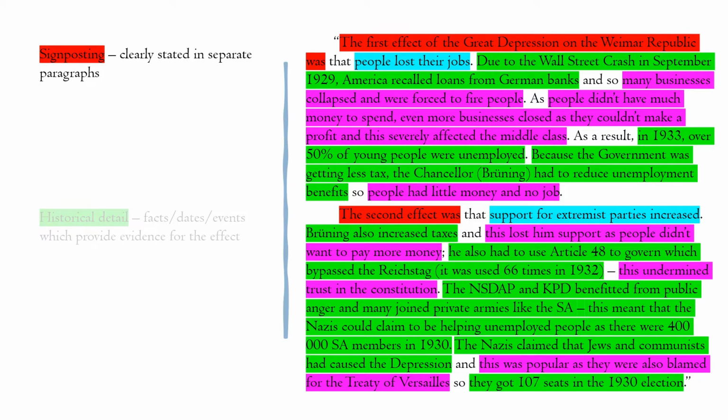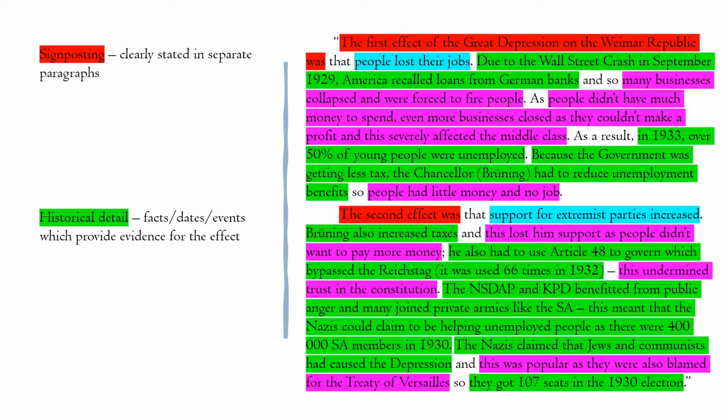The parts in green are historical details, so they're facts, dates, events, etc., which provide evidence for the effect that I've given. So I'm saying, due to the Wall Street crash in September of 1929, America recalled loans from German banks. So this is showing that I know what the Wall Street crash was, and obviously that came before the Great Depression. So I'm giving a date there, September 1929. I'm giving an event which happened, so America recalled loans from German banks. I'm talking about the Wall Street crash, which is the cause of the Great Depression. Later on, in 1933, over 50% of young people were unemployed, so a date and a statistic for that.